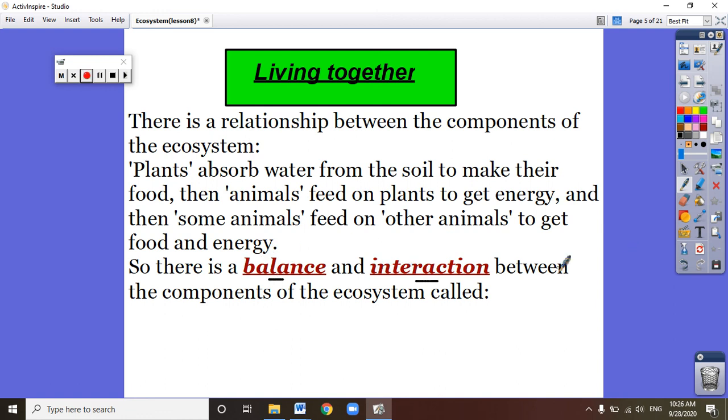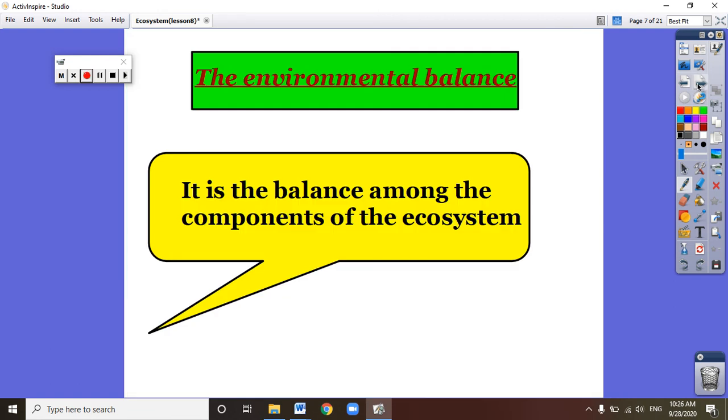This point might be asked in a complete question. Complete: between the components of the ecosystem there is blank and blank. The answer will be there is interaction and balance. Very good.